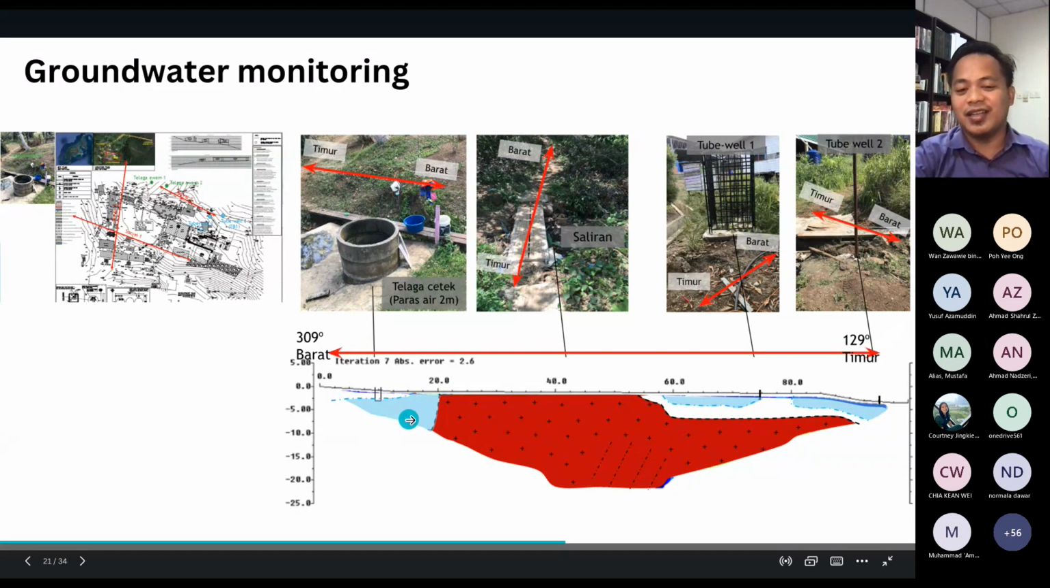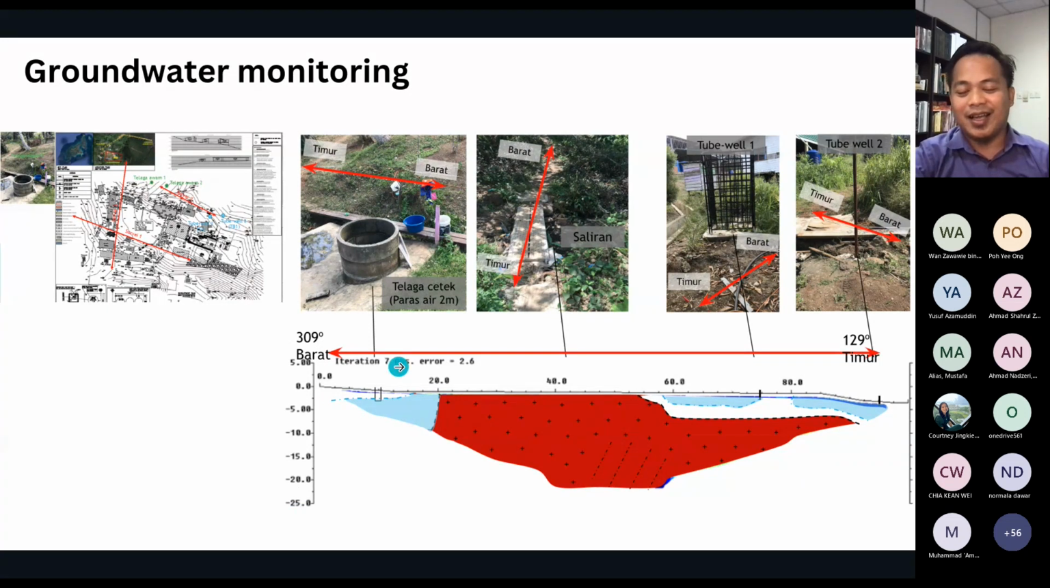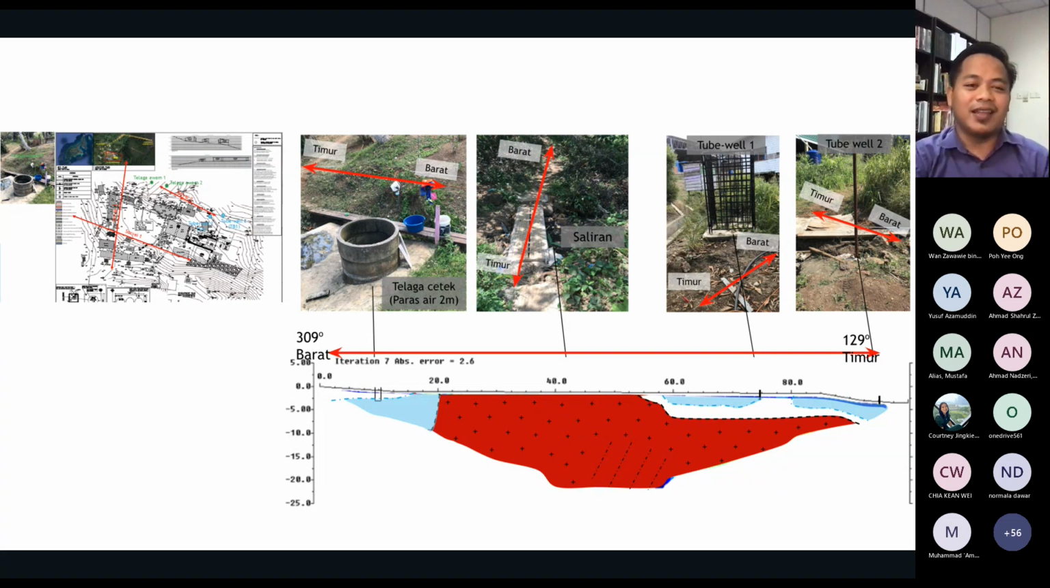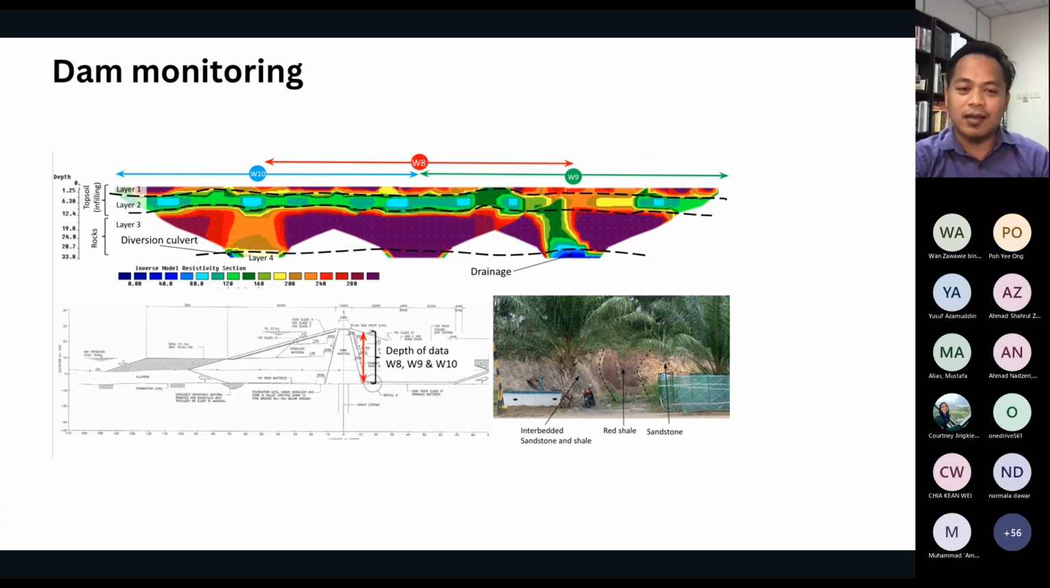Okay, and this is another challenge, and then I will talk later on about this challenge, about the location itself. So I think that is during the end of my presentation, I will share a little bit more about that. So this is another situation, dam monitoring. So this is one of the results that we did from a dam in Sabah.